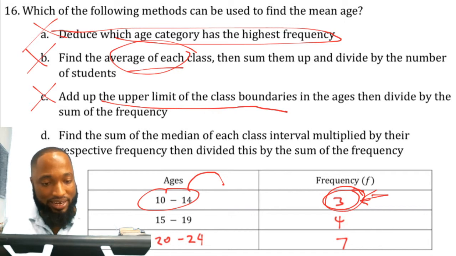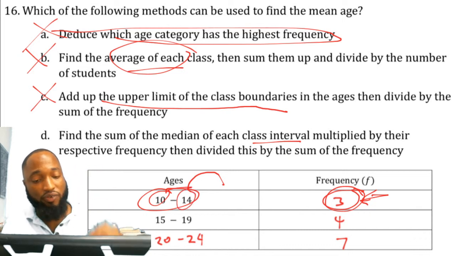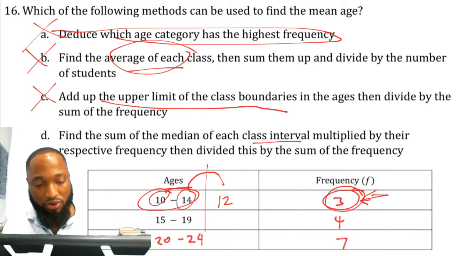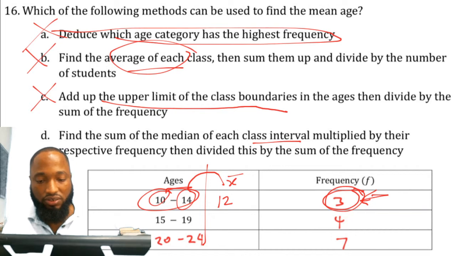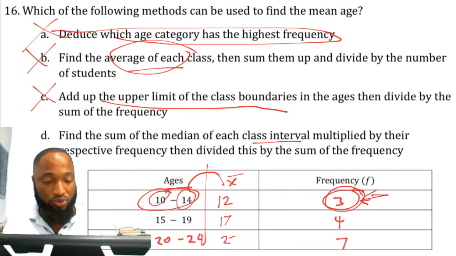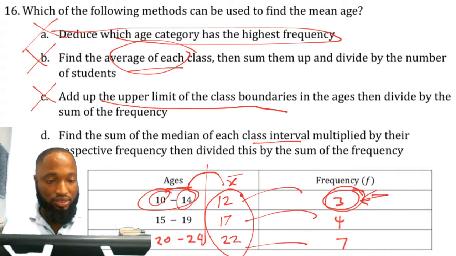Find the sum of the median of each class interval. That's correct. So 10 and 14 is 24 divided by 2, so it's 12. You understand what I'm doing here? We call this X bar, meaning like the median of the ages. 15 and 19 is 34 divided by 2, so the median will be 17. This median here will be 22. And when you get these numbers, multiply them by the frequency. I did this on a public YouTube video some time ago.